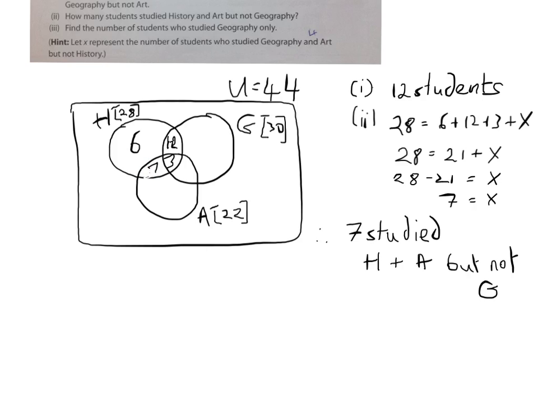Okay, so let's have a look at the last question. It says find the number of students who study geography only. So what area are we talking about here? Well, it has to be this area. They don't study history, so it can't be in here, and they don't study art, so it can't be in here. So geography only, this area. So we need to find the value that goes in here. Now the easiest way to do this is actually to put in an x value here, an unknown value, and then you can work out what this is by subtracting these three guys from 30.